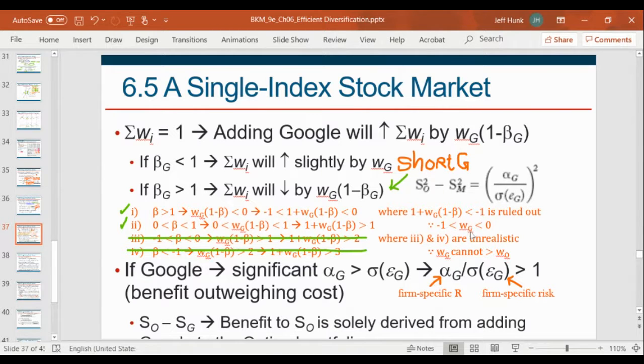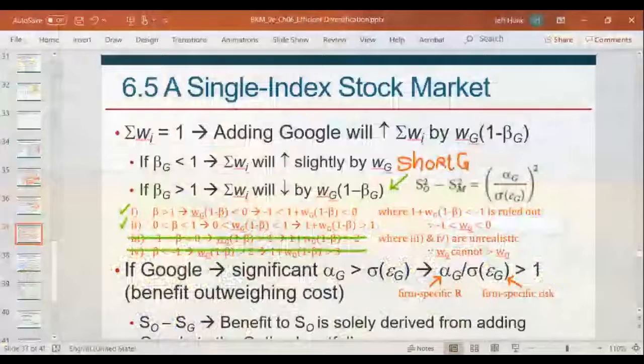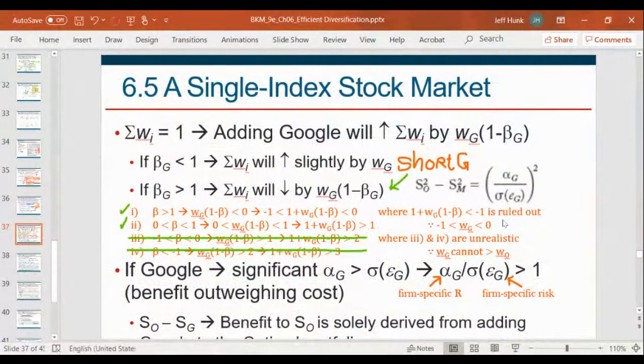the weight of Google can only be, even if you short Google, between -1 and 0, not less than -1. Okay. You cannot short Google by more than the amount you put into a passive portfolio. Okay, that's what it means.